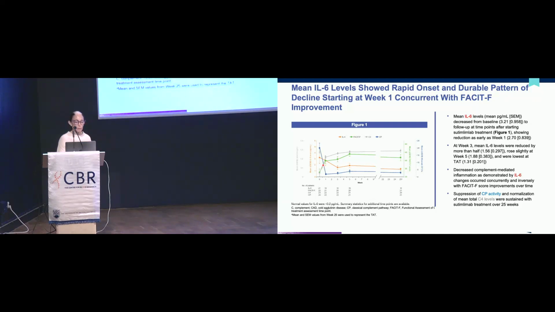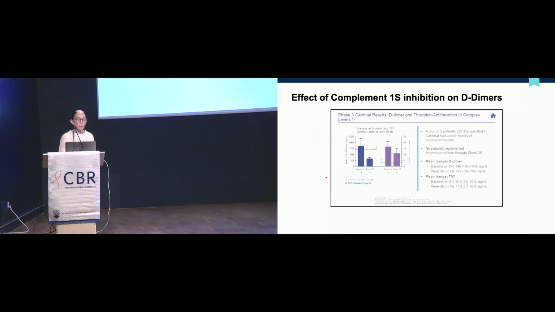And here you could see the Wieslab suppression of the complement activity, and it goes down within the first week. Well, what does it do in terms of the thrombotic complications? Well, in fact, you do see that D-dimers and TATs go down with treatment, just like we've seen with other disorders. So, again, suggesting that manipulating the complement system really does suppress the hemostatic system.